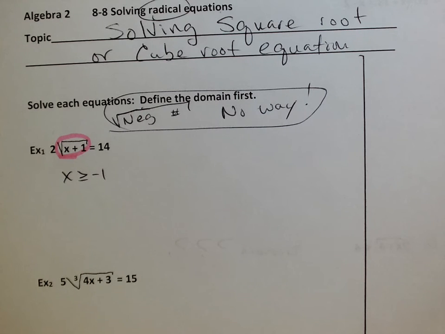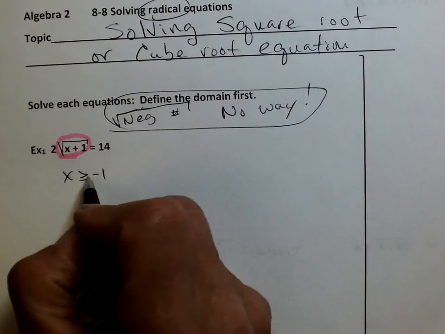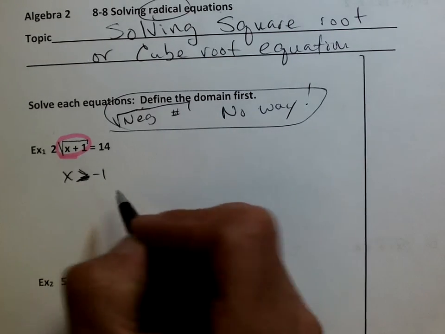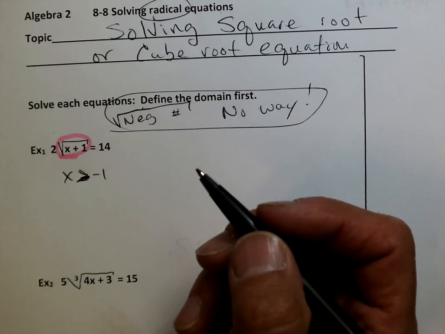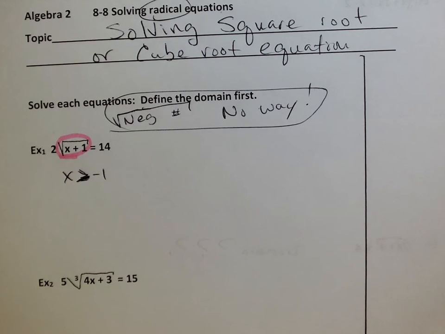actually I'm wrong about that. I am wrong. I admitted it on camera. x doesn't have to be greater than or equal to, it has to just be greater than. Because it can equal negative 1. It can equal negative 1, because negative 1 plus 1 is 0, and there is a square root of 0, right? So that's okay. But it can't be negative 2.